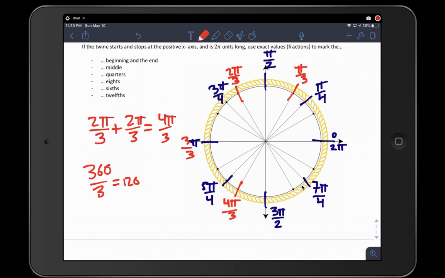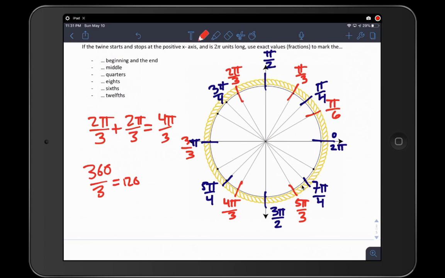You have the pi in the middle, and it kind of gives you an indication of where you need to be. All right, and then one more pi over 3 would bring us to 5 pi over 3. All right, and then we're going to cut it in half one more time, and we're going to get our pi over 6.